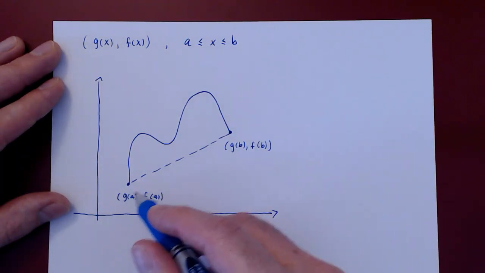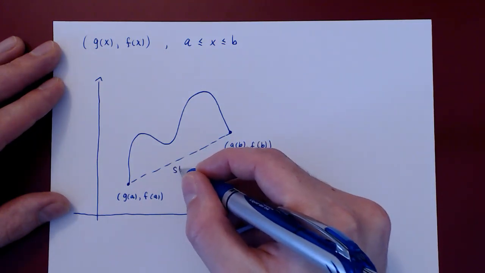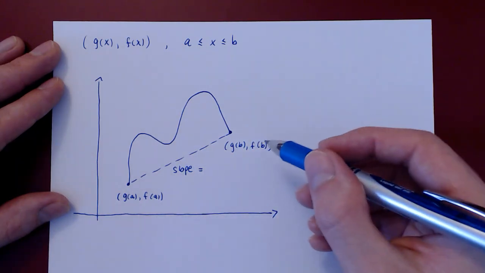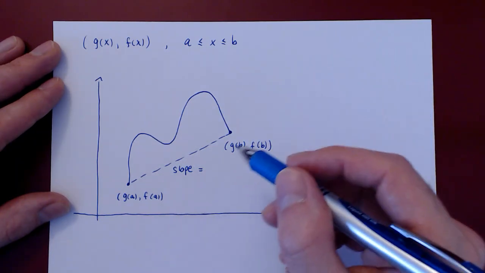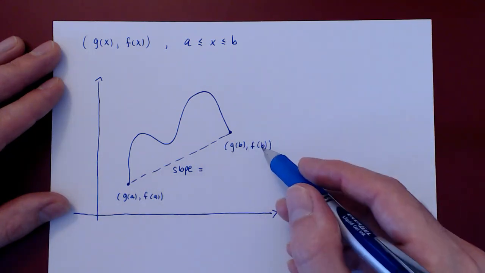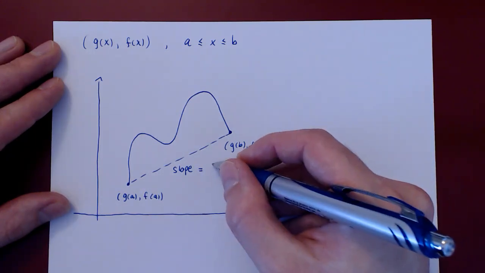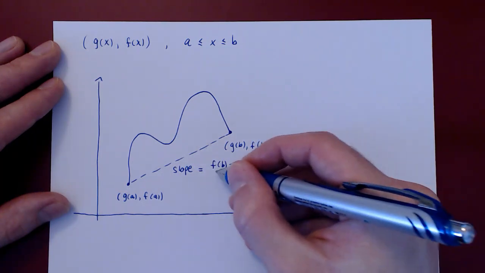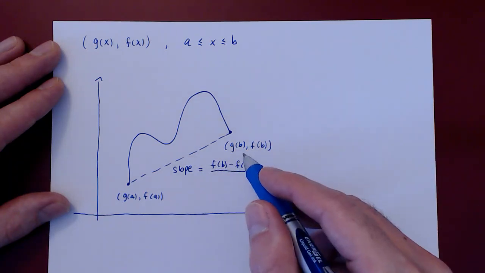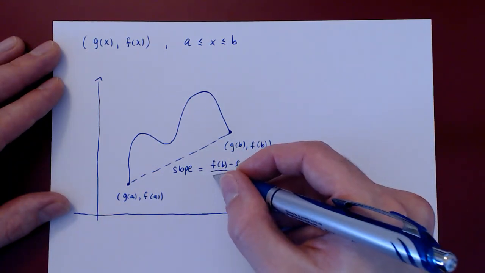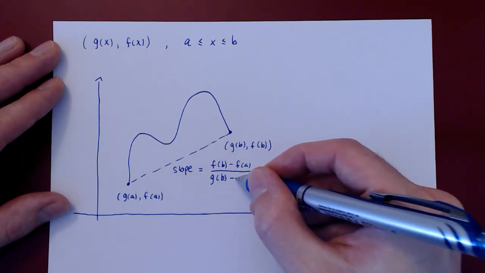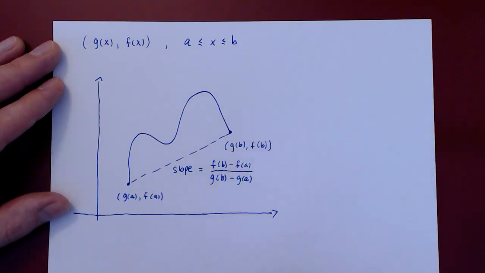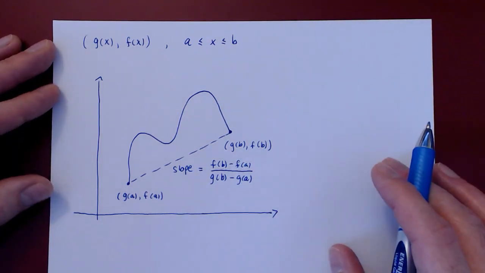And we ask, well, what is the slope of this line? Well, the slope is obviously the change in the second coordinate divided by the change in the first coordinate. So the change in the second coordinate is f of b minus f of a, divided by the change in the first coordinate, g of b minus g of a. And already it looks like we are on the right track, because that is the left-hand side of the equality stated in Cauchy's mean value theorem.